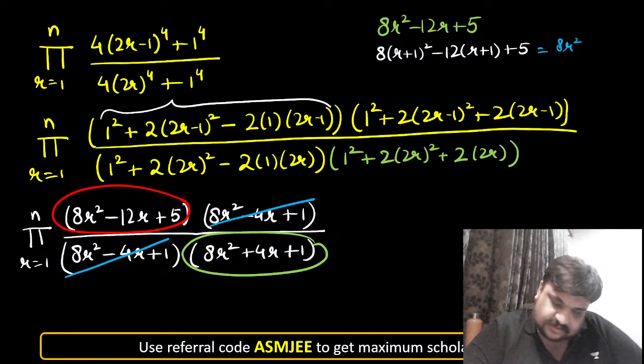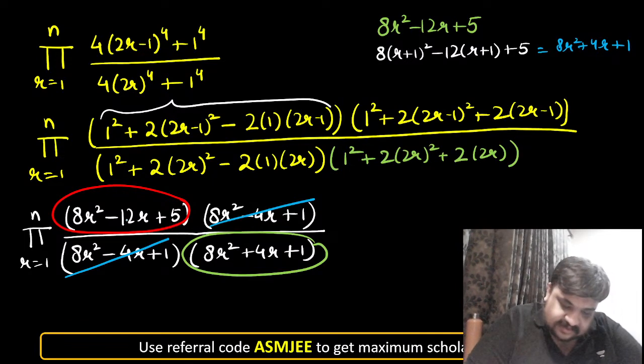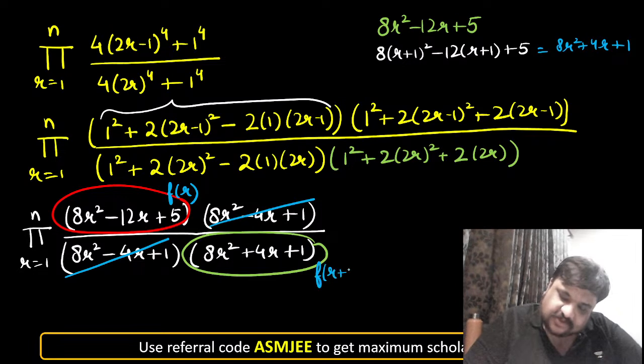8r square plus 4r plus 1. Yes, yes, yes, we are getting it. So this is your f(r) and this is your f(r plus 1). Congratulations, you have obtained telescoping.